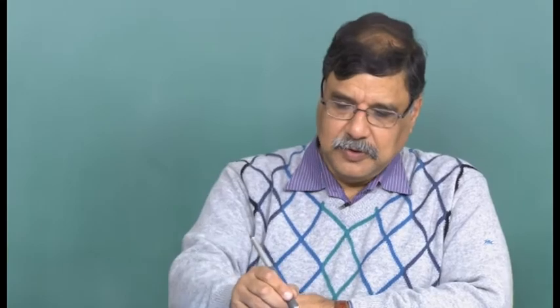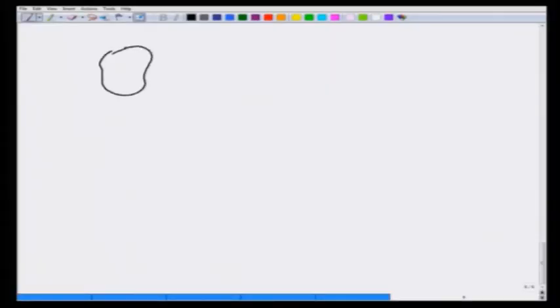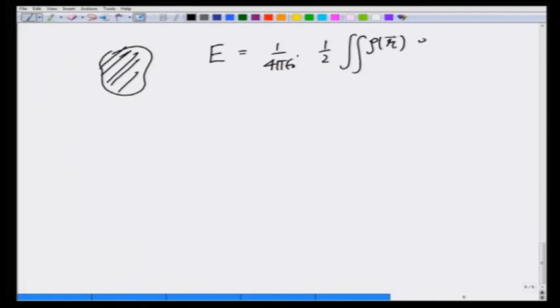In the previous lecture, we saw that if I have a distribution of charge, then the energy of this, or the work done in assembling this charge, is given by 1 over 4 pi epsilon 0 times 1 half integral of rho of r prime over |r minus r prime| dr prime. We are now going to solve an example for a given charge distribution.